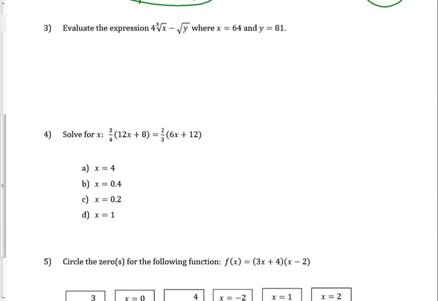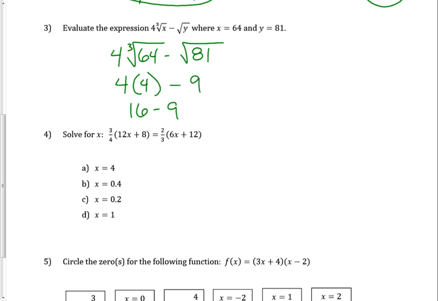Number 3, evaluating. We've got an x value of 64, so we've got 4 times the cube root of 64 minus the square root of 81. Cube root of 64 is 4, the square root of 81 is 9. 4 times 4 is 16. 16 minus 9 is not 5. It's 7.